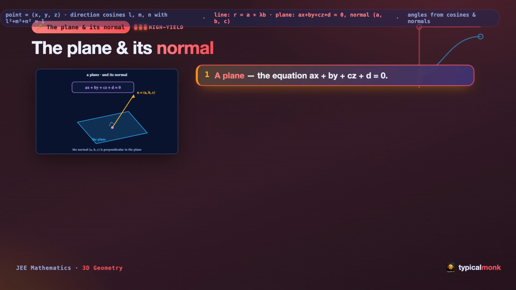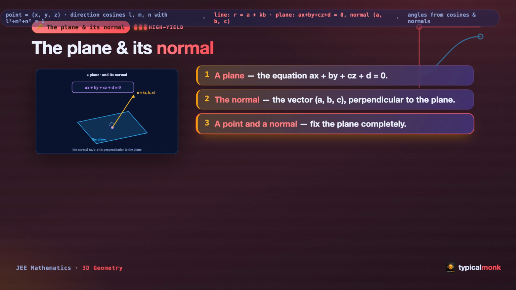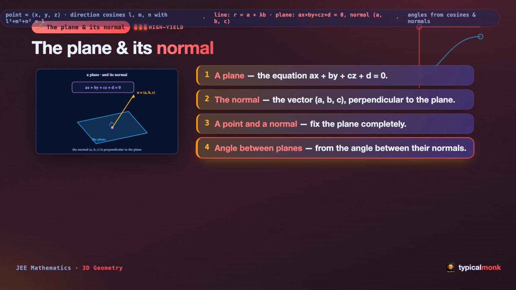Now look at the picture. A plane and its normal. A plane. Its equation is ax plus by plus cz plus d equals 0. The normal: the vector a, b, c perpendicular to the plane. A point and a normal together fix the plane completely. The angle between planes is found from the angle between their normals.